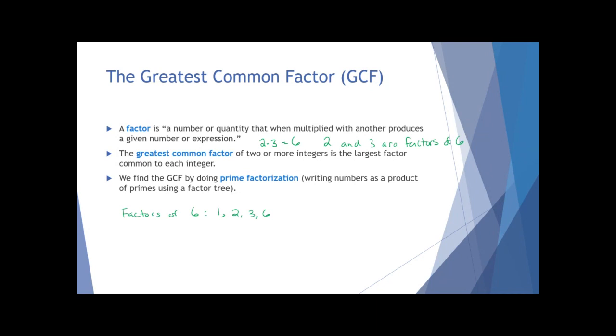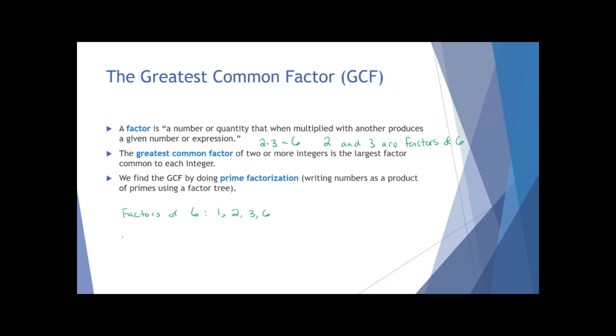The greatest common factor. Common means we have to look at factors in more than one item to see what they have in common. And greatest means the largest one they have in common. So the greatest common factor of 2 or more integers, which are numbers, is the largest factor common to each integer.